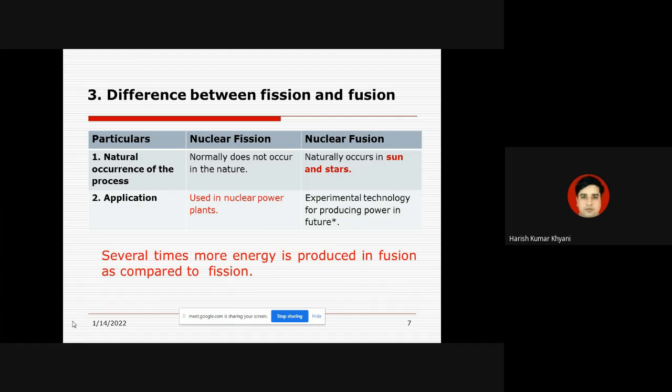So first, in the next slide, we'll see the installed capacity of various power plants in India, and then we will answer why nuclear fusion is not used for power production, in spite of the fact that in this reaction more energy is produced as compared to fission.